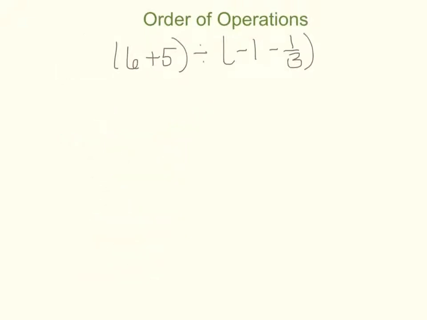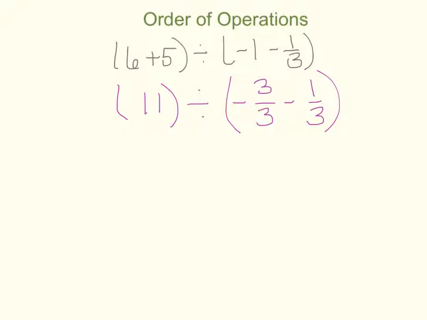Okay, for the next example, we're going to start with parentheses. We've got 2 sets of parentheses. We can go ahead and solve them first. So for the first one, 6 plus 5 is 11. For the second one, when we have fractions, I like to go ahead and just change them all to fractions. 1 over 1 would be the same as 3 over 3. That way we already have our common denominators.